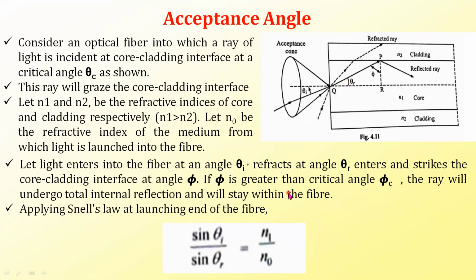Then we can apply Snell's law at this face, angle of incidence and angle of refraction. So sine theta i by sine theta r is equal to n1 by n0, where n0 is the refractive index of the air, the medium from which light is entering the fiber. So here I am applying Snell's law at this interface, and I get sine theta i by sine theta r is equal to n1 by n0.